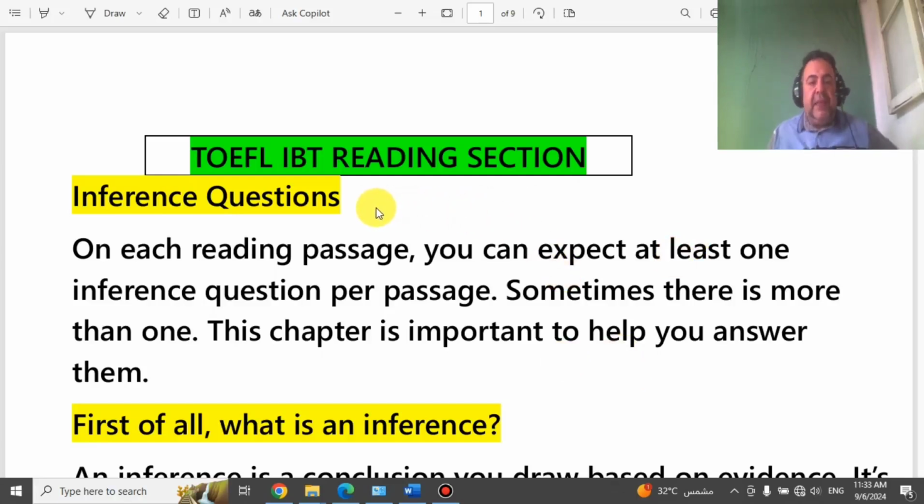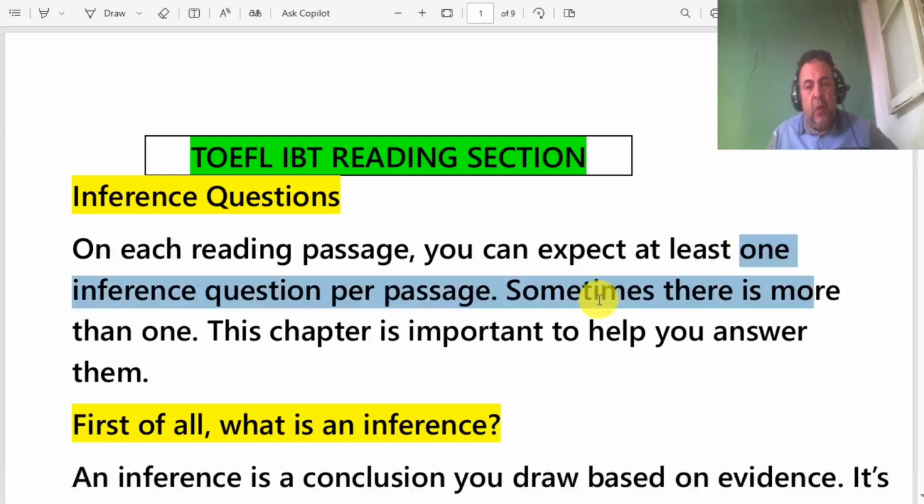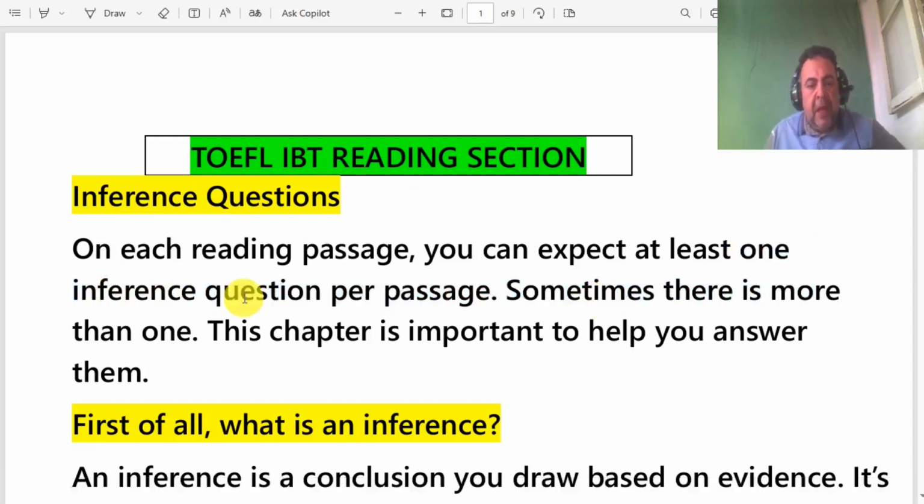The inference question is a kind of question that you face in your TOEFL test today in the reading section. On each reading passage, you can expect at least one question of this kind, okay? Per passage. Sometimes there is more than one, but not common. This chapter is important to help you answer them.